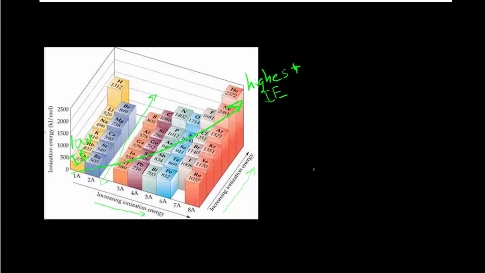So now our task is to figure out, can we explain this trend? Do we have a model of an atom that will explain this trend? Why is it that helium has the highest ionization energy? Why is it that ionization energy is low over here, where these metals are? We need to come up with a model to explain these experimental observations, and that's what we're going to be doing in class and in the textbook reading.